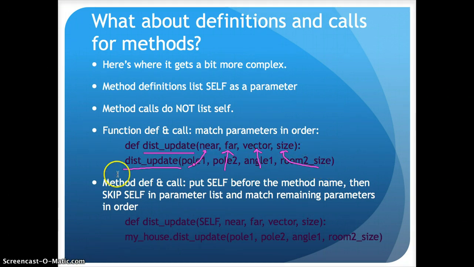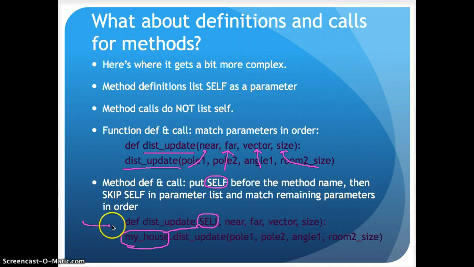Well, when we get to methods, which are functions that go to a class, it doesn't work that way. We have to put the object that we're using as self before the method name, like this. My house is an object that's going to represent self for the duration of this call. And then we skip self in the parameter list here and match the remaining parameters in order.